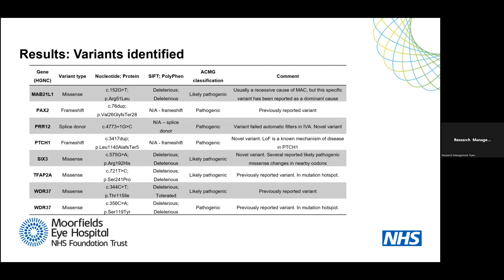In addition to the genes not being on the panel, the PRR12 variant had failed the quality filters, so it wasn't tiered for that reason as well. However, when examined in IGV, the BAM file data showed that this was a real variant, so this is a real de novo variant.